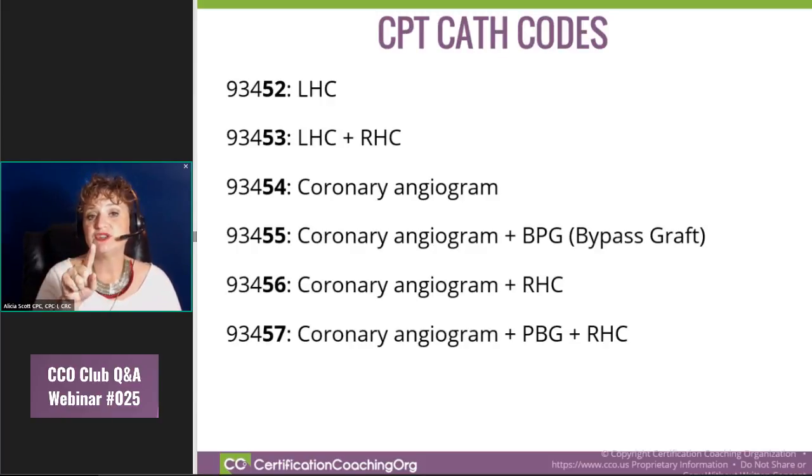If they go in to do a left heart cath and they puncture the septum and go into the other side of the heart, and then do some measurements, then you get to use a 93453. You get to code for both of them, even though it started out as one, and then they decide to go ahead and do the other. That was something I learned from that fabulous lecture in DC at the regional conference for the AAPC.